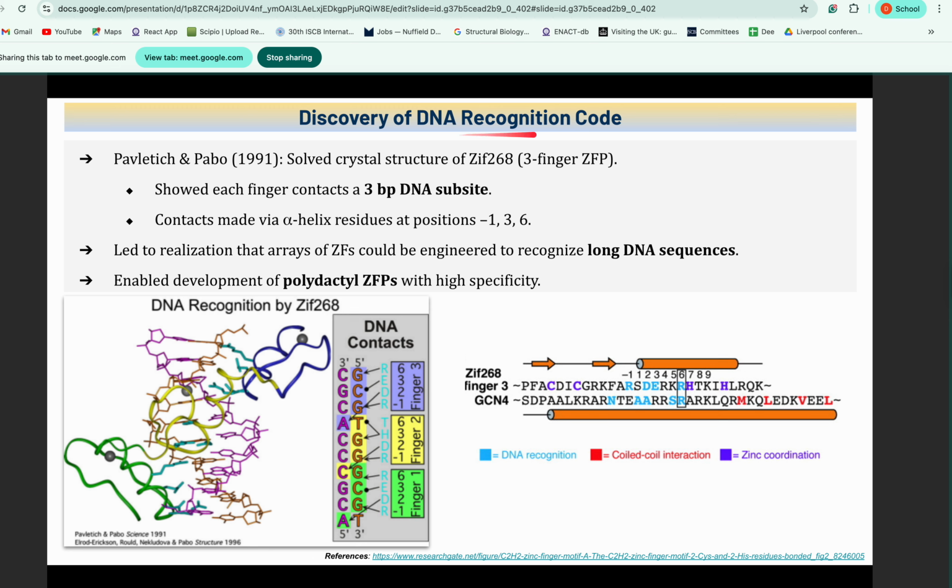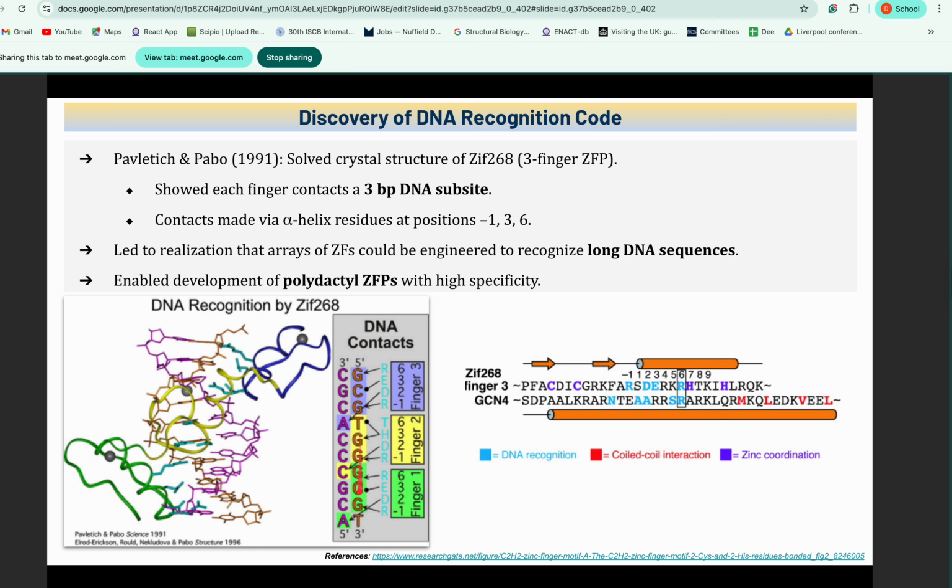Okay, now discovery of DNA recognition code. So how has it been identified where it binds in the DNA? The same scientists, Pavletich and Pabo, solved the crystal structure for this particular protein, in which they saw that there are three zinc finger proteins present, and each finger contacts a three base pair DNA subsite. So why subsite? Because it is a smaller site. So a three base pair DNA subsite is identified by them. This is how it has been shown.